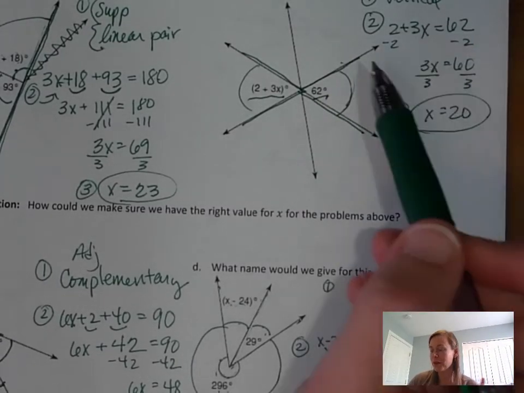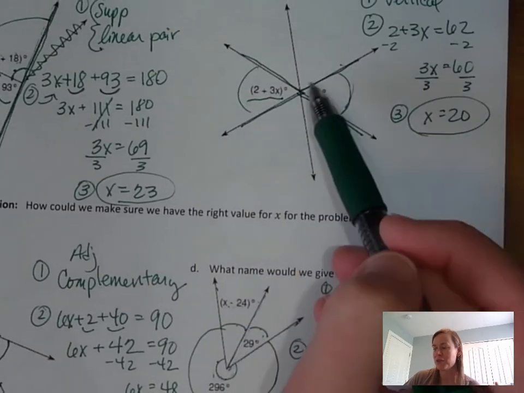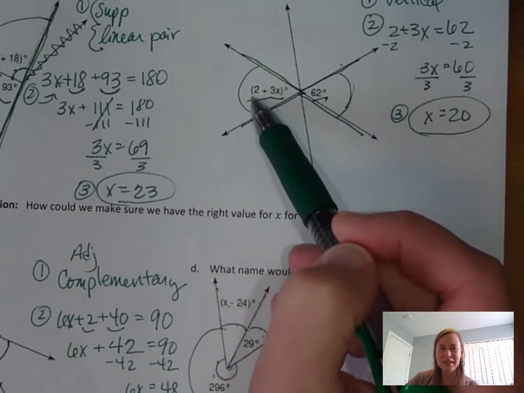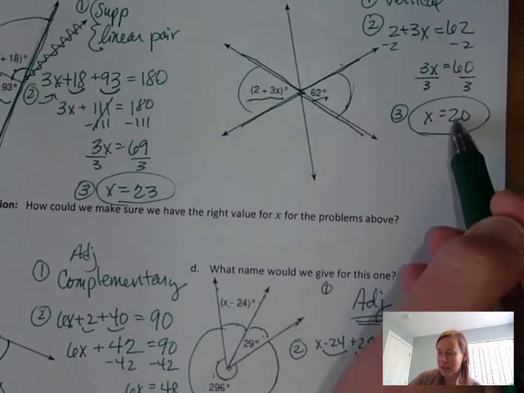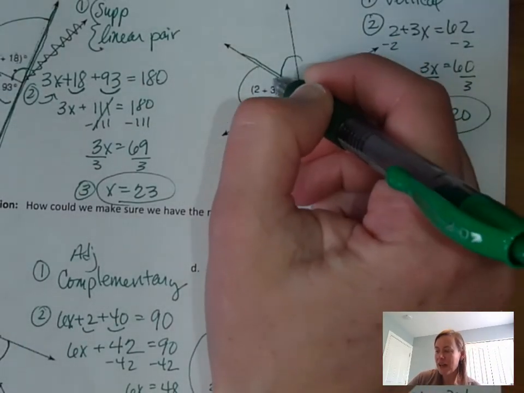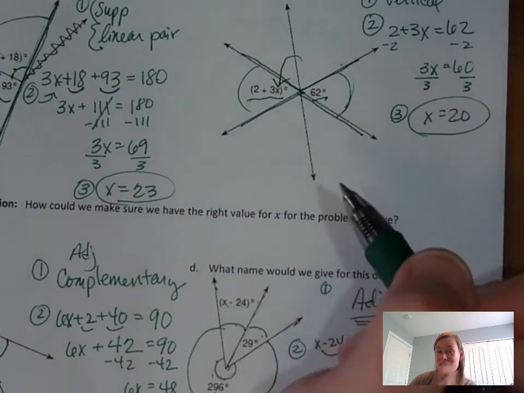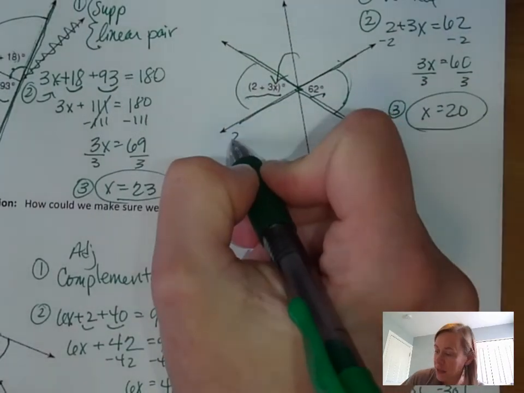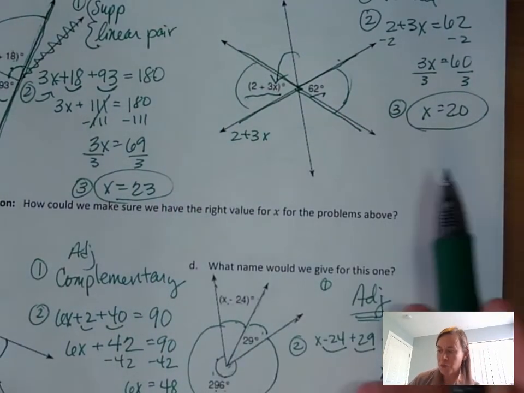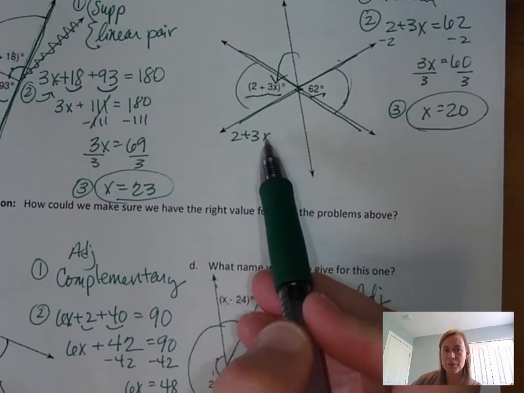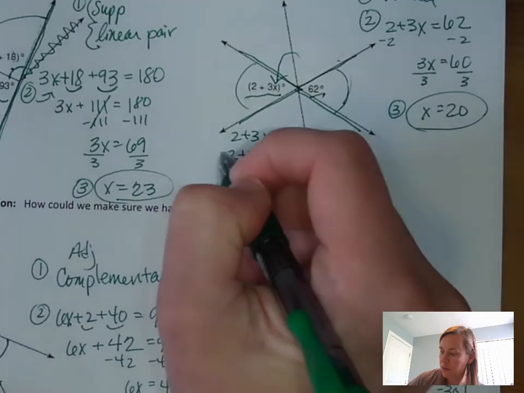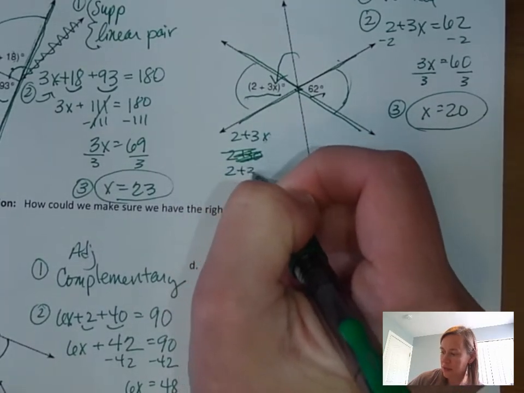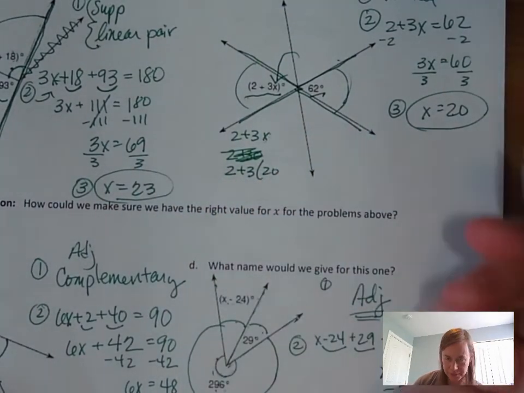You know that these two are equal to each other. So this expression really needs to equal 62, right? So if you take that 20 and plug it in for x, then you should get 62. Let's see if it works. So you have 2 plus 3x, except we're going to take out the x and put 20 in. So I'm going to say 2 plus 3 times 20.